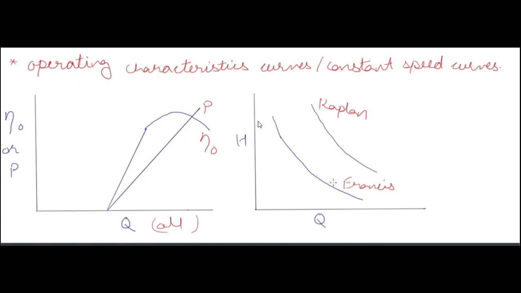Also, head versus discharge is above for Kaplan turbine and below for Francis turbine, and both are decreasing as the discharge increases. Head decreases for both Kaplan and Francis.